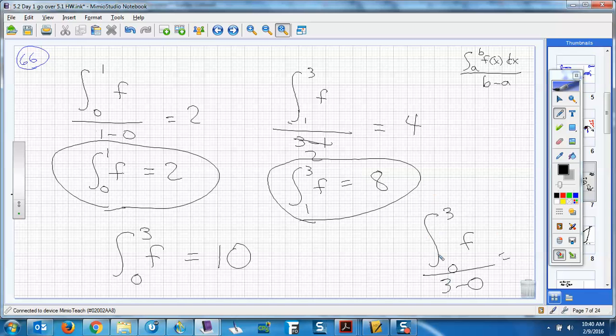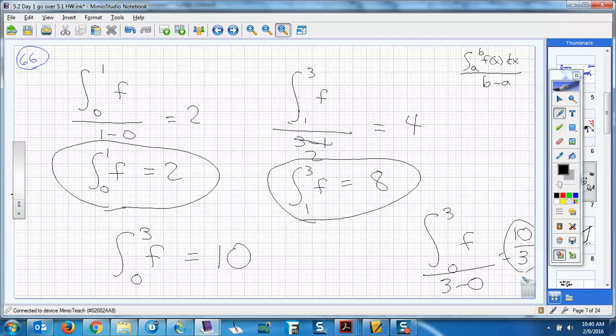Well, the average value is this formula. Well, what's the top? What's the integral from 0 to 3? 10 divided by 3. So 10 thirds. So the final answer is 10 thirds. Okay? So that was the sequence.